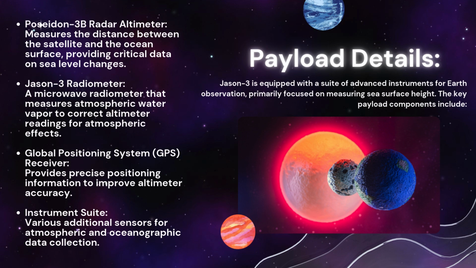There's Jason 3 radiometer, a microwave radiometer that measures atmospheric water vapor to correct altimeter readings for atmospheric effects. There's GPS or Global Positioning System receiver, which provides precise positioning information to improve altimeter accuracy. And there's instrument suite, various additional sensors for atmospheric and oceanographic data collection.